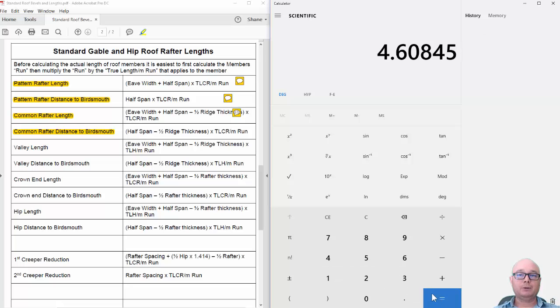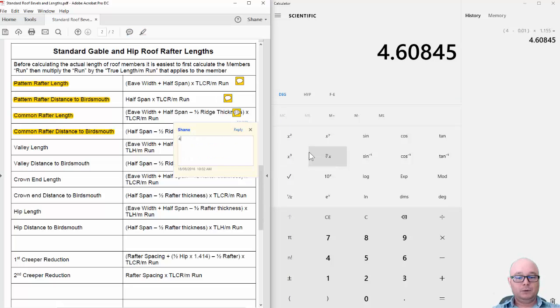1.155, and hit equals. And our common rafter distance to Birdsmouth is 4 metres 609 mil. The 8 would round up because the 5 rounds the 4 up to a 5, and then that 5 would round the 8 up to a 9. So the answer for the common rafter distance to Birdsmouth is 4 metres 609. So I'll just put that sticky note there. 4 metres 609.